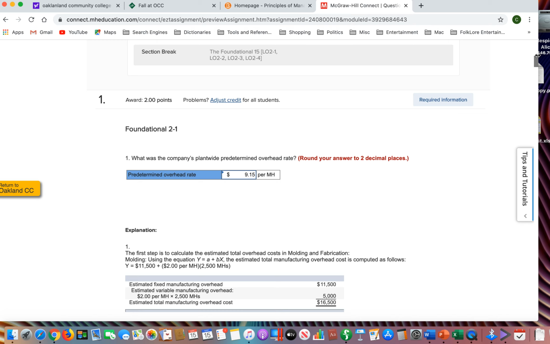Which do you think is more accurate? Well, typically, going by the individual department tends to be more accurate. And so on an exam, I may ask you to do it both ways, plant-wide and then by individual department, and ask you what is the difference between the two in terms of dollars. Anyway, that's it for today, for this lesson anyway.